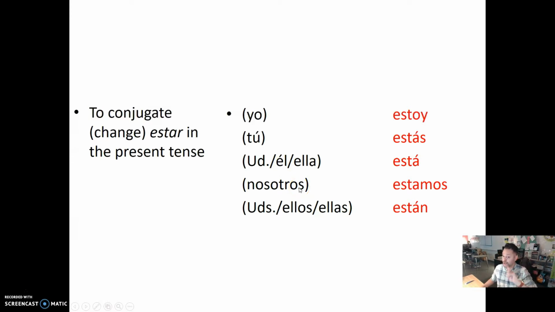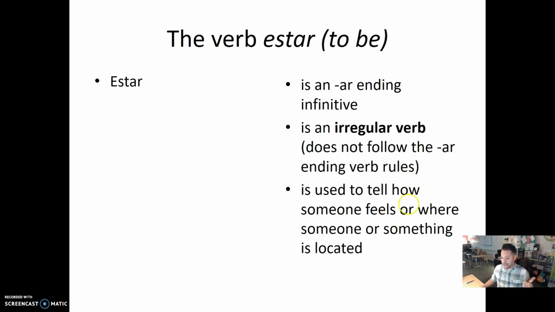Nosotros, sometimes nosotras, estamos. And then finally, ustedes, you guys, ellos, they, or ellas, they, being only females, están. So estoy, estás, está, estamos, or están. Again, the verb estar is used to tell how someone feels or where someone or something is located.